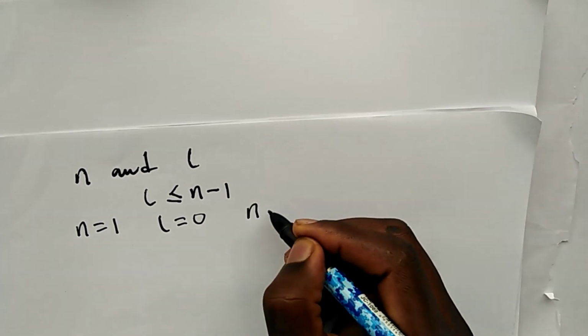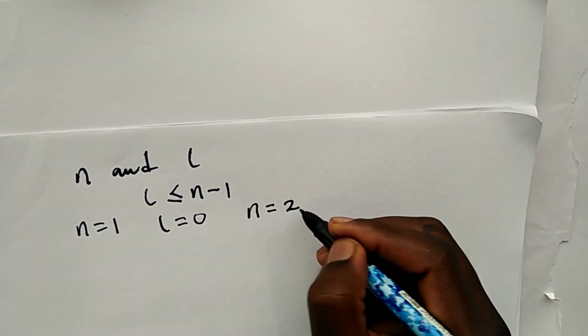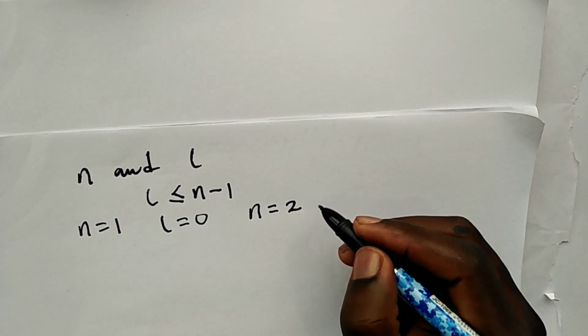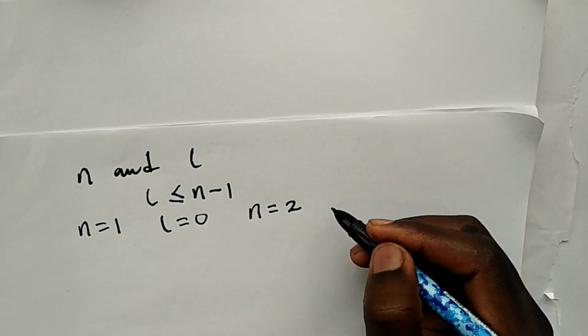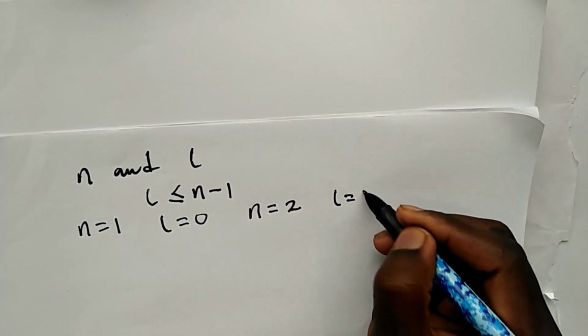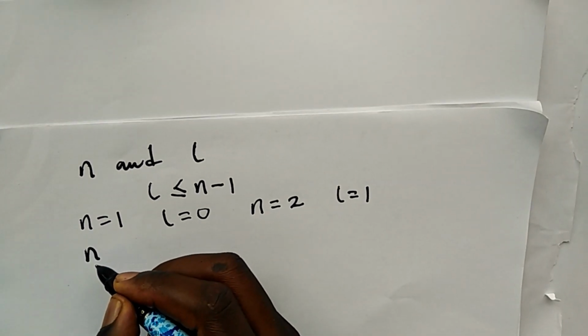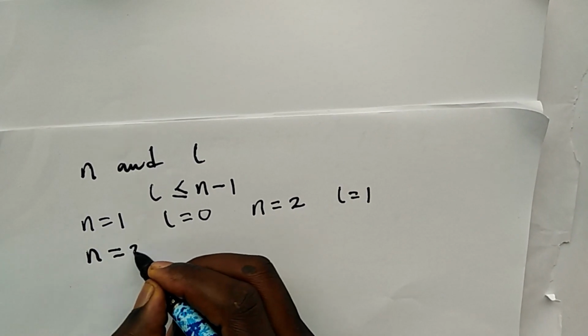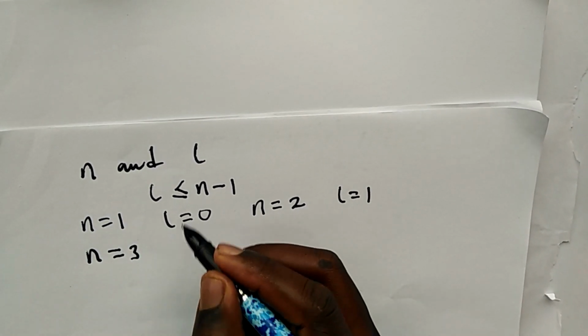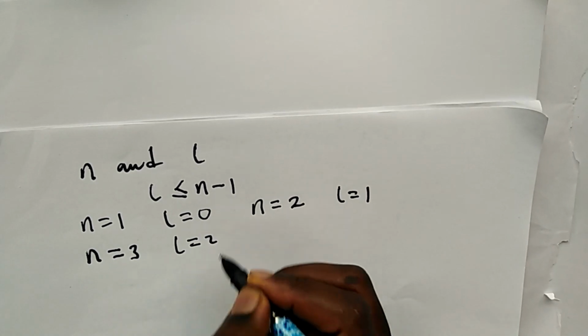So if N is equal to, let's say 2, going by that relationship, L is equal to N minus 1, so L is equal to 1. So that is how you are able to define the relationship between the principal quantum number and the angular momentum or azimuthal quantum number. The number of sub-levels is equal to the energy level. So let's say, for instance, N is equal to 3, and going by this relationship, L goes up to 2, right?